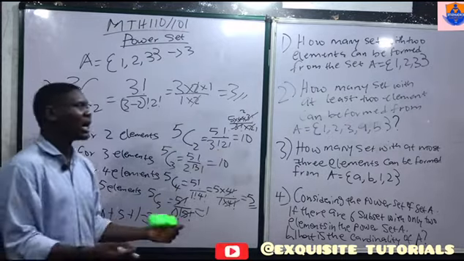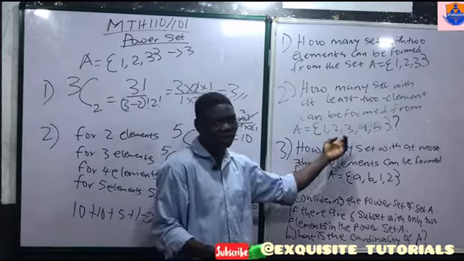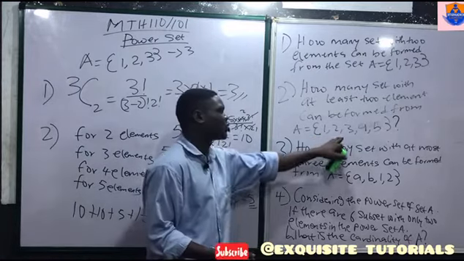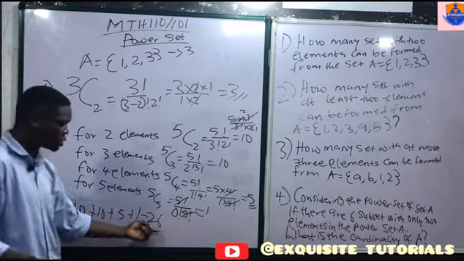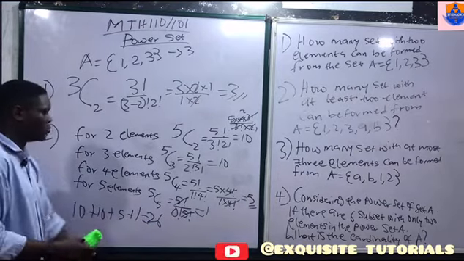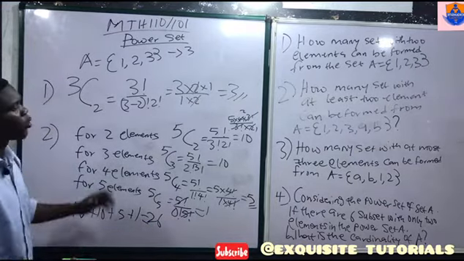But altogether, how many subsets can be formed from this? That means the power set is just 2 raised to power 5, which is 32. So there are still 6 more subsets to go. So that's for question 2.